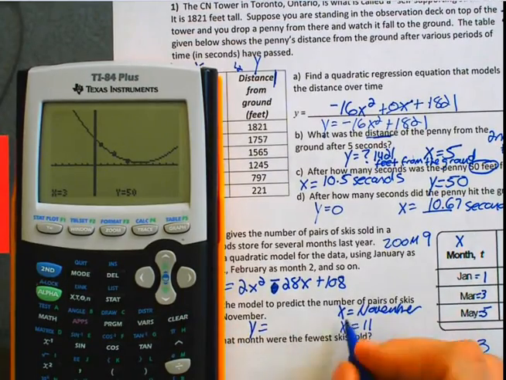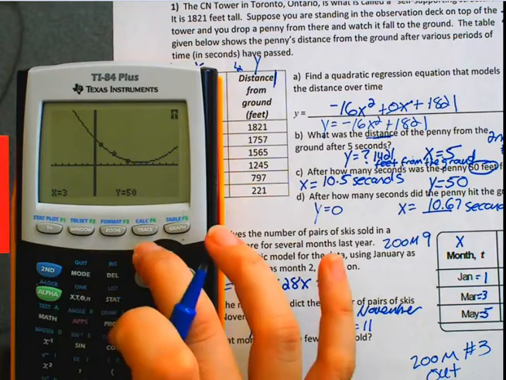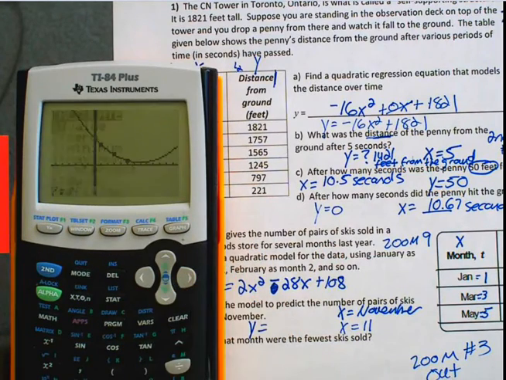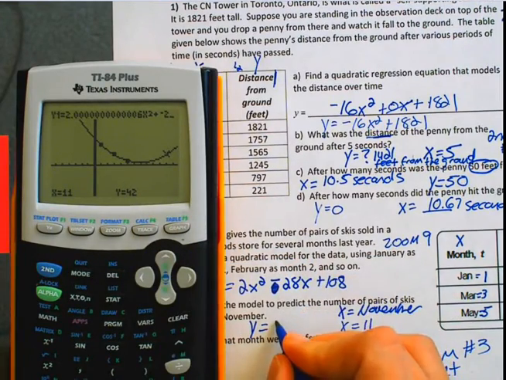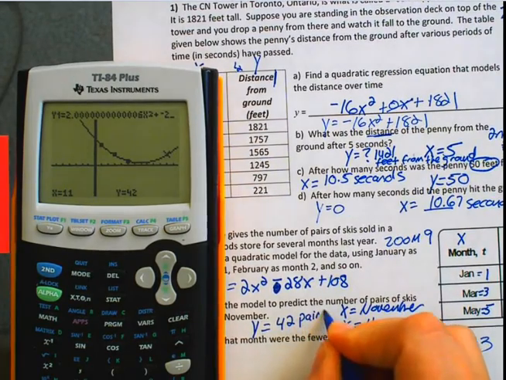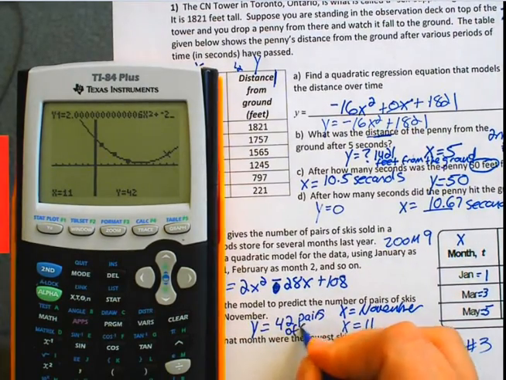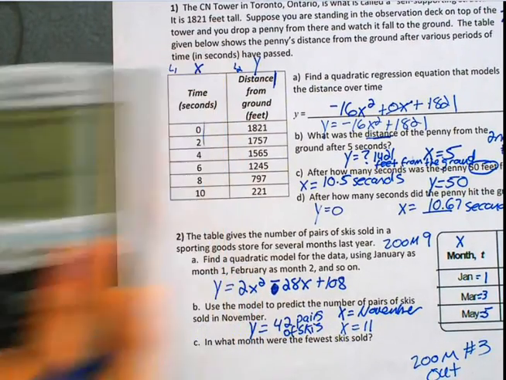I know that I need x equals 11 because that's November. So second trace, value, x is 11, press enter. It tells me that they sold 42 sets of skis, or pairs of skis, in November.